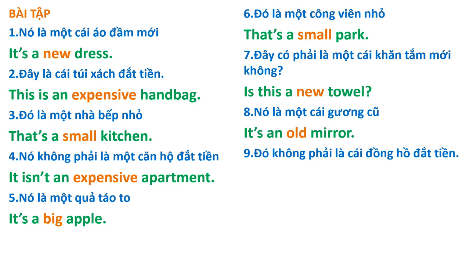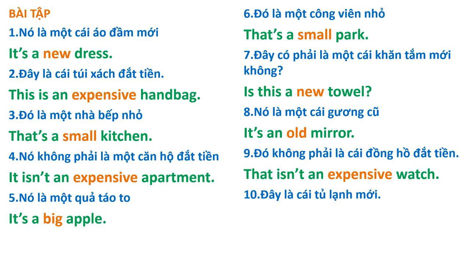Đó không phải là cái đồng hồ đắt tiền. That isn't an expensive watch. Đây là cái tủ lạnh mới. This is a new fridge. Nó là cái ghế cũ. It's an old chair.